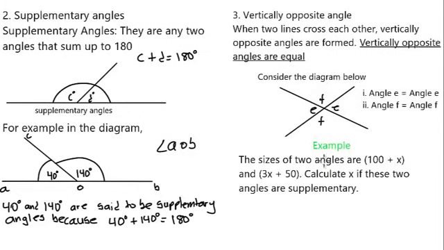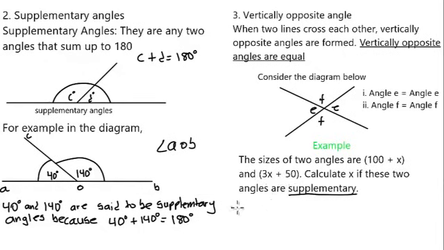So knowing all this, I have an example for you. The sizes of two angles are 100 plus x and 3x plus 50. Calculate x if these two angles are supplementary. Now we are talking about supplementary angles here. We said supplementary angles are any two angles that sum up to 180. And in this example, we have been given two angles, which are 100 plus x and 3x plus 50. And supplementary angles are any two angles that sum up to what? 180. That means that when we add this angle plus this angle, it should be equal to 180.